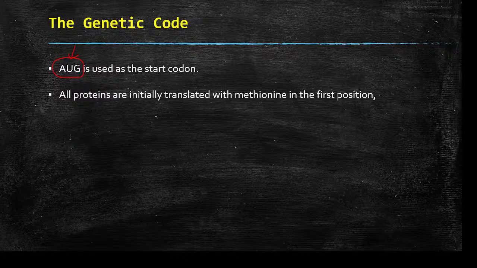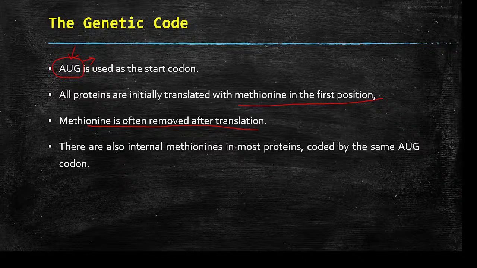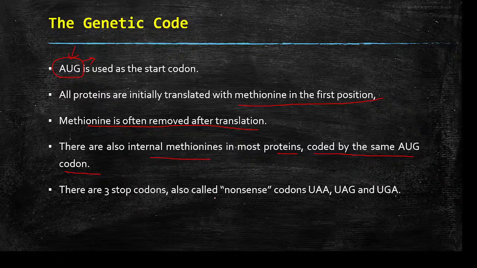All proteins are initially translated with methionine in the first position. AUG codes for methionine and that is the start codon, and the first amino acid during translation is methionine. Methionine is often removed after translation during post-translational modification. There are also internal methionines, which have nothing to do with the first position, and in most proteins they are also coded by the same AUG codon.